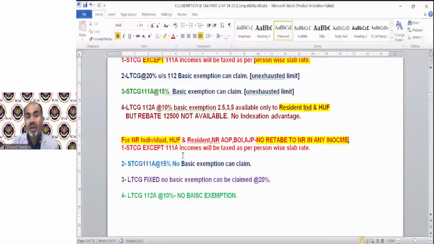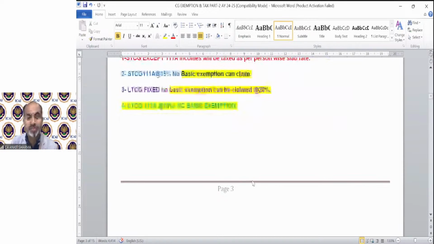Short-term capital gain, except 111A, same provision, going to be taxed as per normal rate. Short-term 111A at the rate of 15%, but now a non-resident cannot claim the unexhausted limit from short-term capital gain, from long-term capital gain, or under section 112A long-term capital gain. No basic exemption can be claimed if you are a non-resident. The basic exemption can be claimed by a non-resident only against income which is except 111A, 112A or 112 long-term.